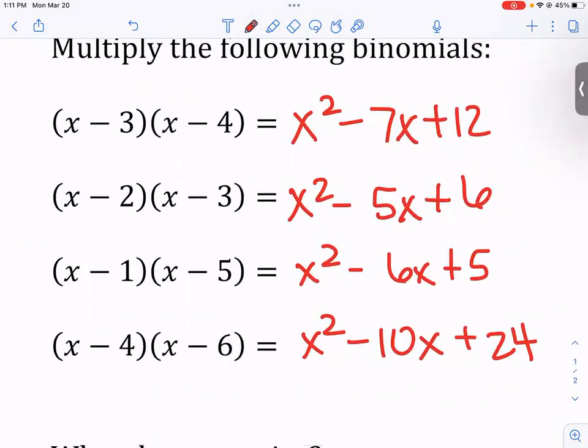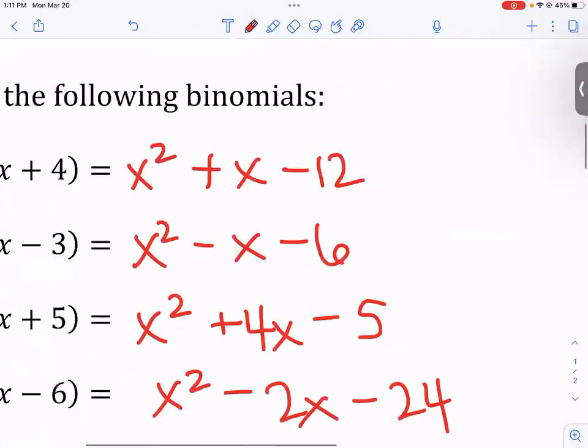Is this negative 3 plus negative 4? Yes. And this is negative 3 times negative 4? Yes. Is this negative 2 plus negative 3? Yes. Okay. Negative 2 times negative 3?